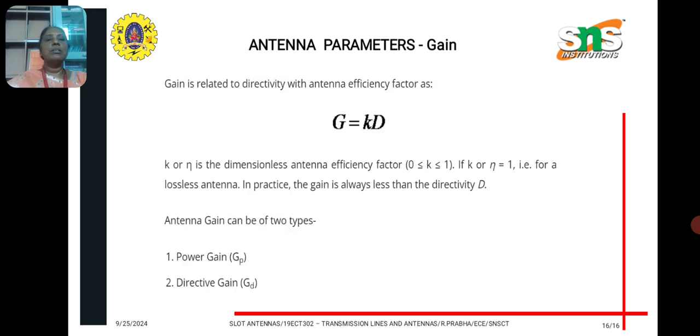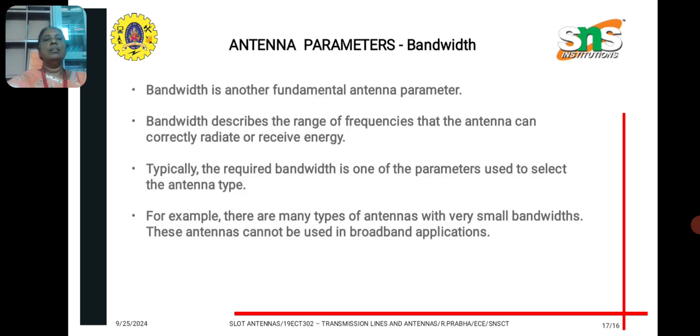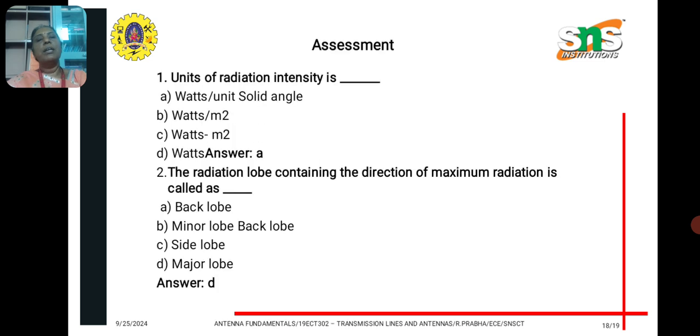And there are two important gains, one is power gain and the other is directive gain. And the last parameter we are discussing among the antenna parameters is the bandwidth. Bandwidth is a fundamental antenna parameter. It describes the range of useful frequencies over which the antenna receives or transmits energy properly. And typically the required bandwidth is one of the parameters used to select the antenna type. For example, there are many types of antennas with very small bandwidth. These antennas cannot be used in broadband applications.